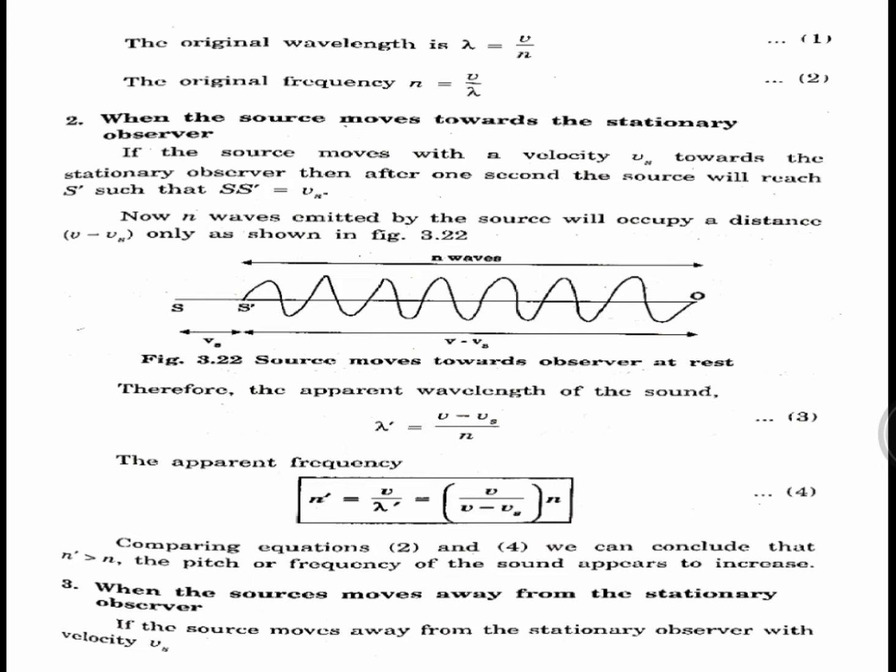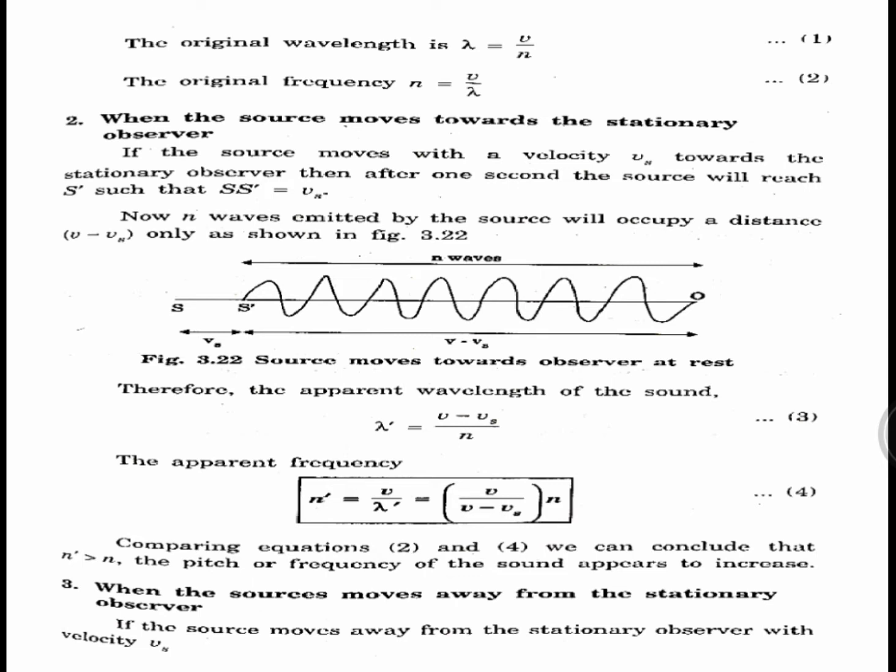Therefore, the apparent frequency N dash is equal to V by lambda dash. In equation 3, we know the lambda dash value, which we can substitute. Therefore, N dash is equal to V by (V minus Vs) into N, equation 4. By comparing equation 2 and 4, we can conclude that N dash is greater than N. It means the pitch or frequency of the sound appears to increase.